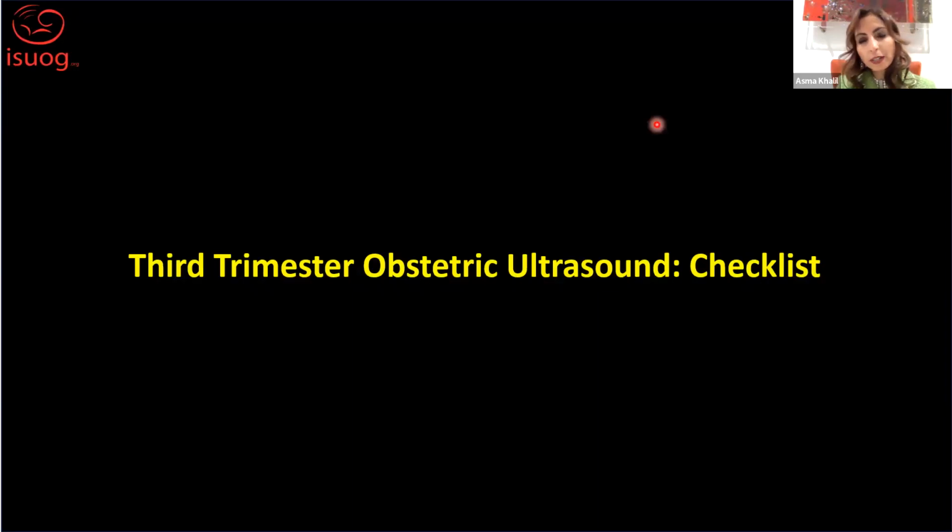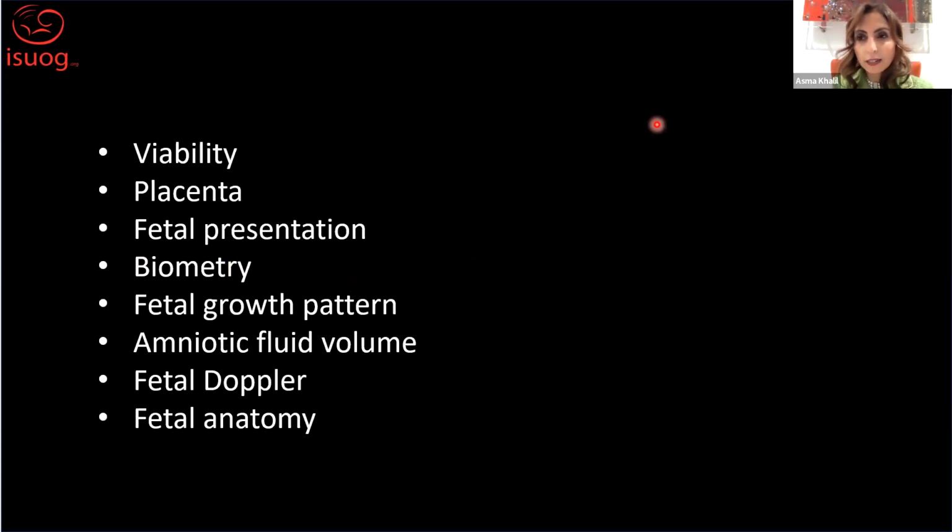I'd like to really get you to move away from the idea that the third trimester ultrasound is just a gross scan, and move to almost a checklist approach. And this is a checklist that we included, from viability to looking at the placenta, fetal presentation, the biometry, the assessment of the amniotic fluid volume, fetal Doppler when indicated, and the fetal anatomy in the third trimester.